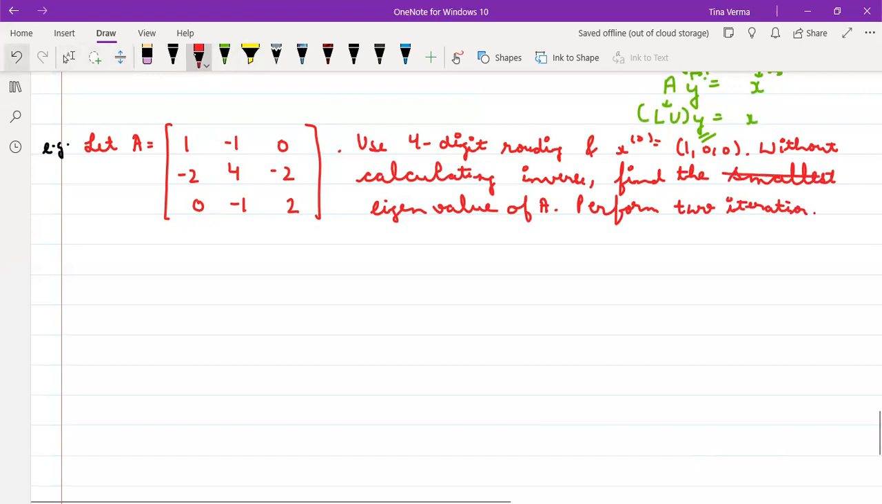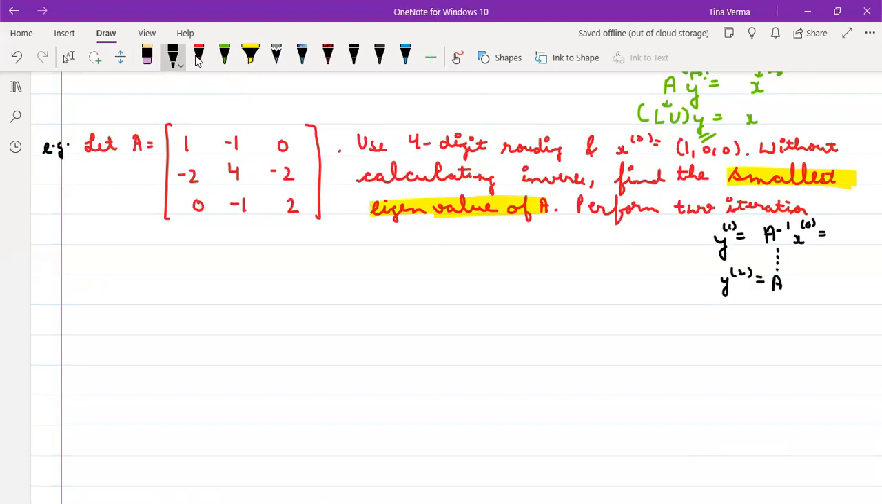For the smallest eigenvalue, I always need to find the inverse. If it is not given to you, you can directly proceed to find the inverse and proceed with y = A inverse x. That will give you a vector, as you performed in the previous example. Then y1 will be A inverse x0, y2 will be A inverse into the x1 vector, and so on. But if it is given to you without calculating the inverse, you need not calculate the inverse.